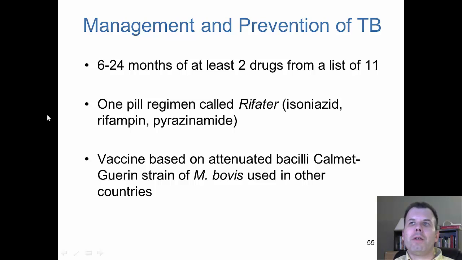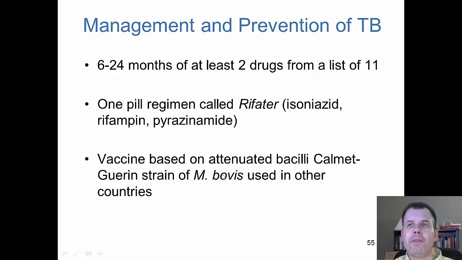Okay, so management and prevention. If you are diagnosed with TB, you go on 6 to 24 months of antibiotics, with at least 2 drugs from the list of 11. Again, there is a one-pill regimen called Rifater, which combines 3 antibiotics, and that's why it's a one-pill regimen. So you may see this if you're treated for TB.